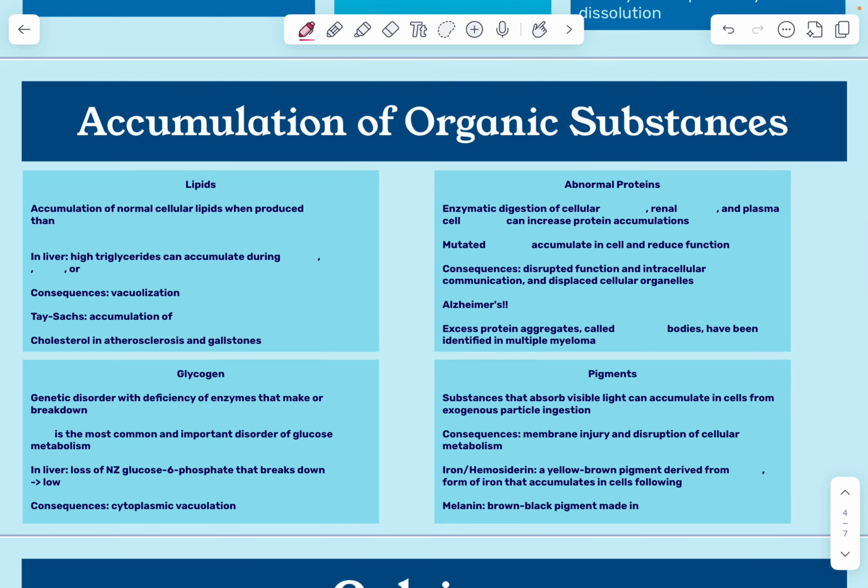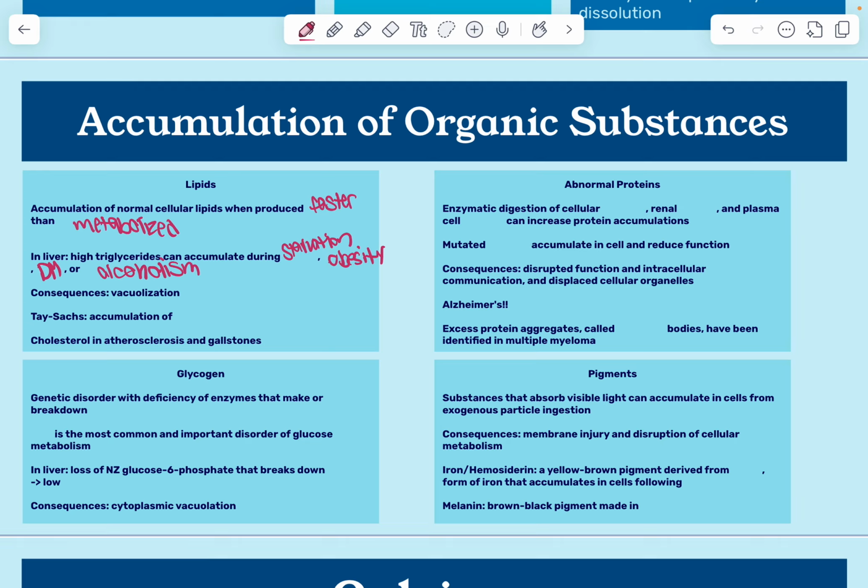So accumulation of organic substances, the substances I'm going to talk about are going to be lipids, glycogen, abnormal proteins, and pigments. So starting with lipids, this happens when there's an accumulation of normal cellular lipids when they're produced faster than they are metabolized. So in our liver, high triglycerides can accumulate during starvation, obesity, diabetes mellitus, or alcoholism.